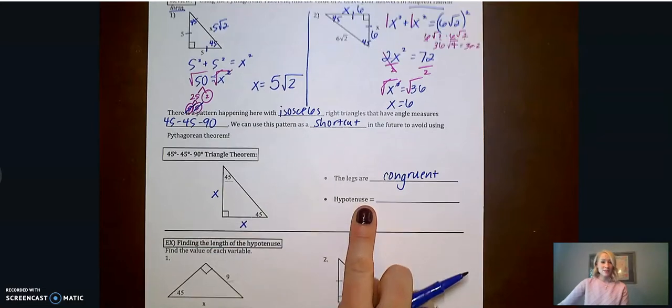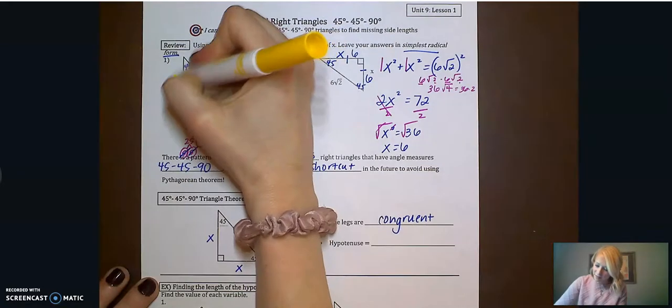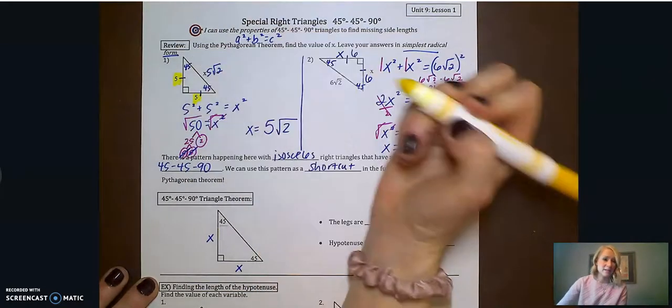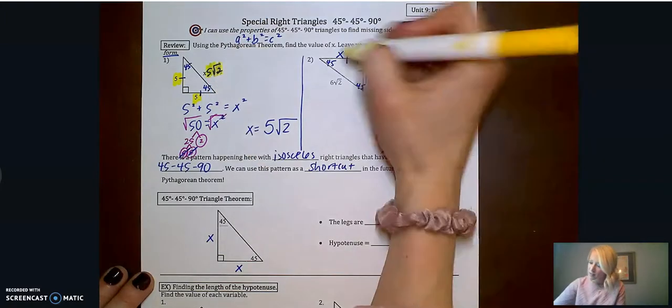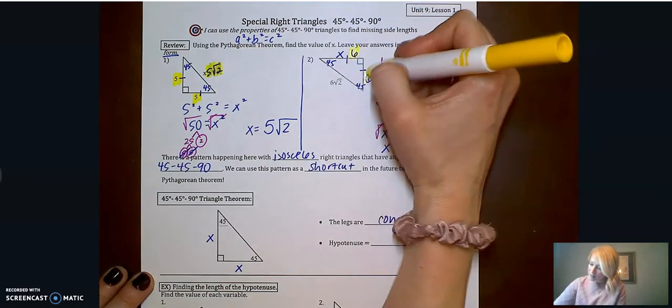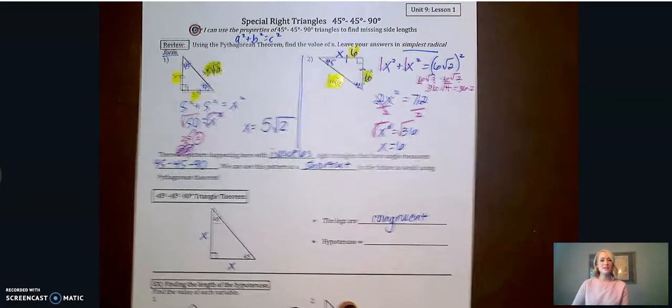Now, the hypotenuse, we have to figure that out. And we can discover it up here, you guys. Check it out. I'll highlight the side lengths. 5, 5, see, legs are the same. Hypotenuse is 5 radical 2. 6, 6, legs are the same. Hypotenuse was 6 radical 2.